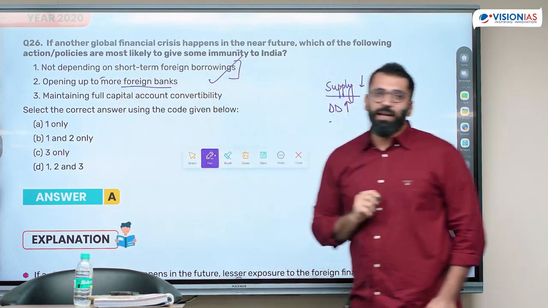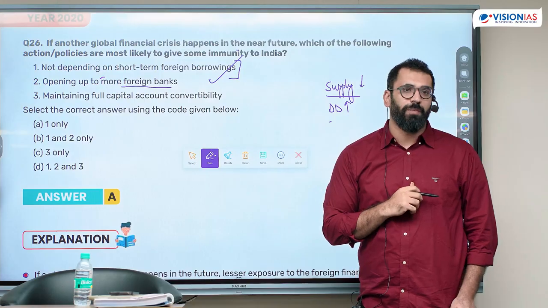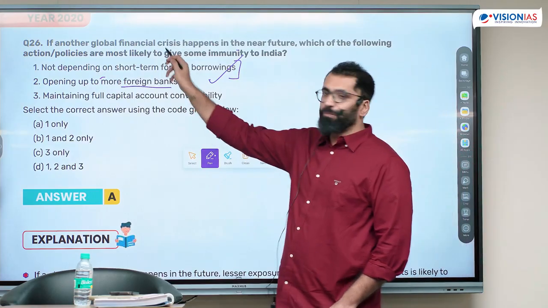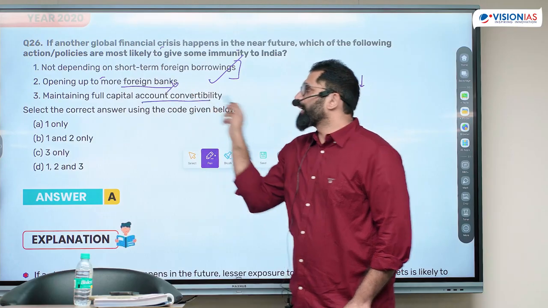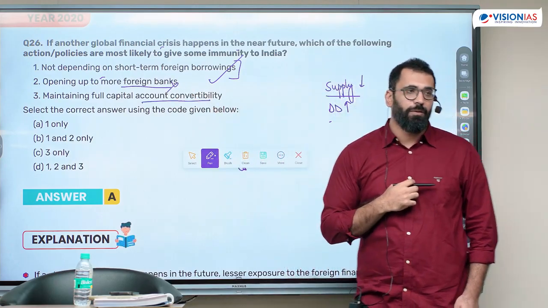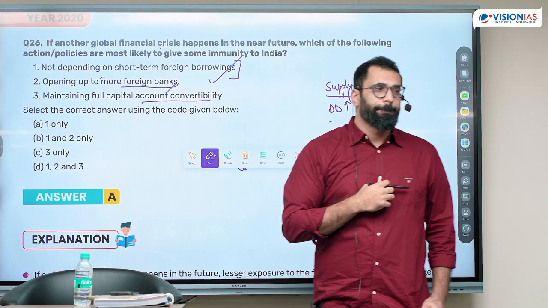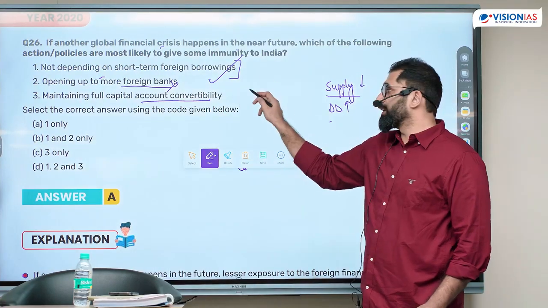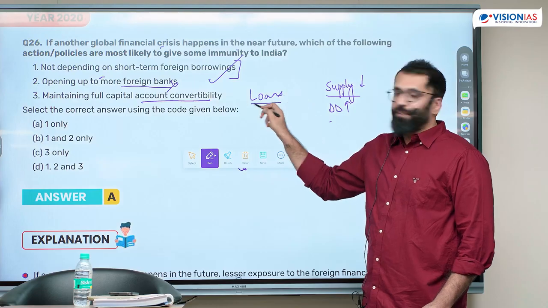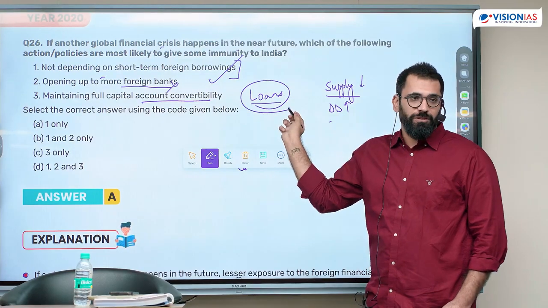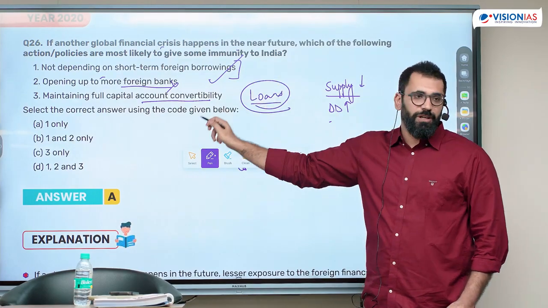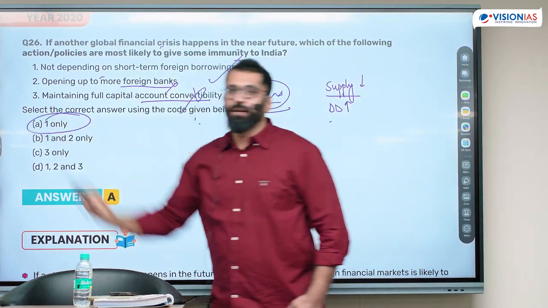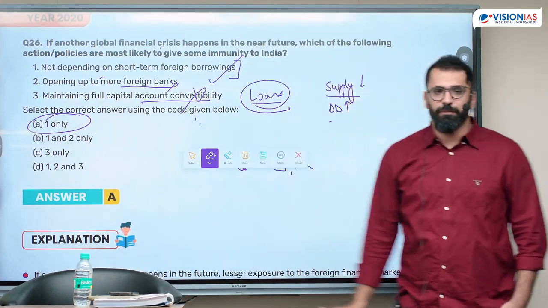Opening up of more foreign banks. If I open more foreign banks, that means I'll have more liability to return in dollars. This will not give me immunity. Maintaining full capital account convertibility. What is capital account? Those which have an impact on my assets and liabilities. So one of the liabilities could be loans taken from outside. If I allow free taking of loans from outside, will it improve immunity or reduce immunity? Reduce immunity. So this is incorrect. Answer is that. So always with respect to supply and demand, you'll be able to solve.